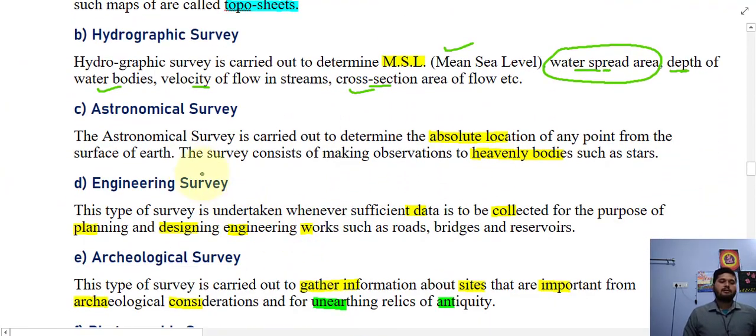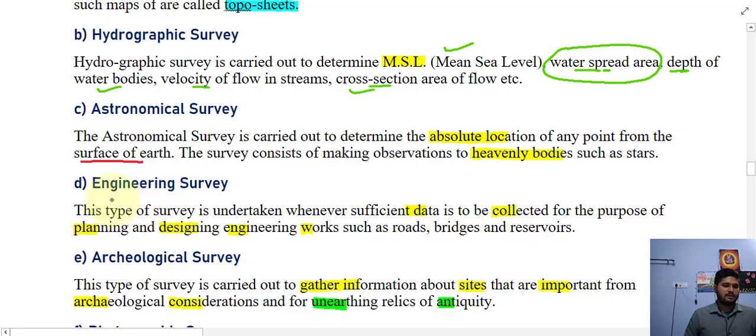Second survey is astronomical survey. Astronomical survey is related to astronomy, in which we find absolute location. Absolute means we try to find the real location of celestial bodies or space bodies with respect to the Earth's surface.